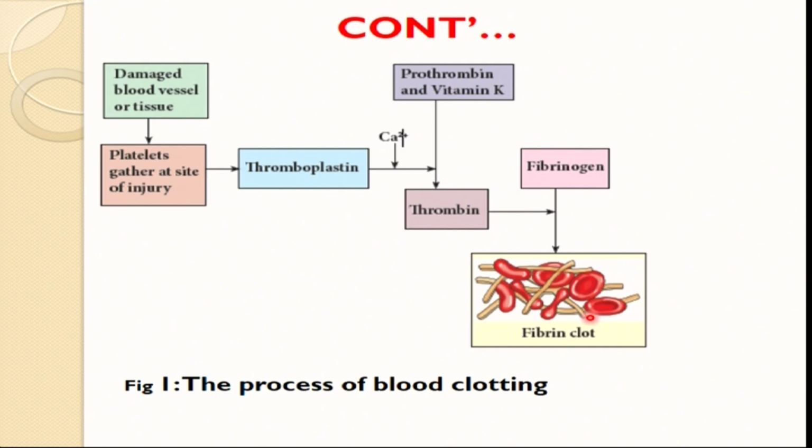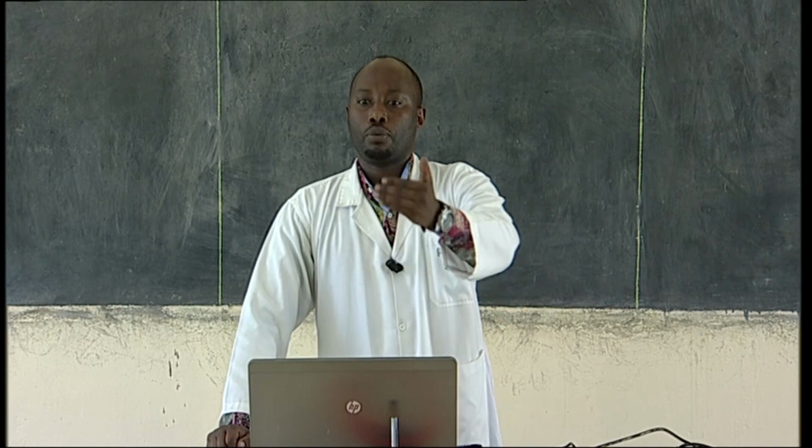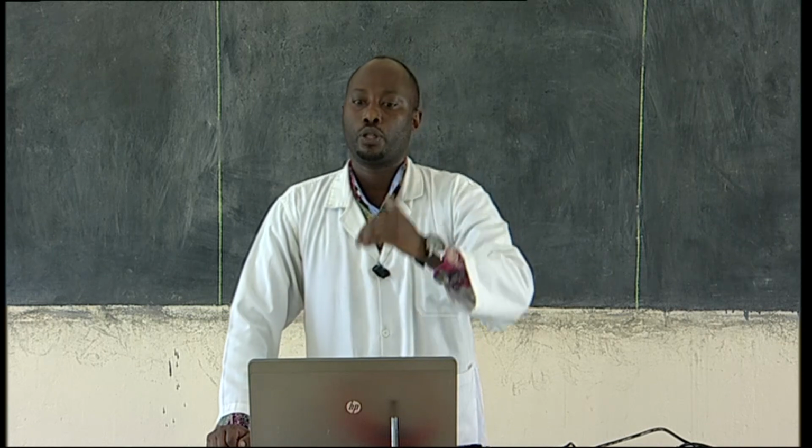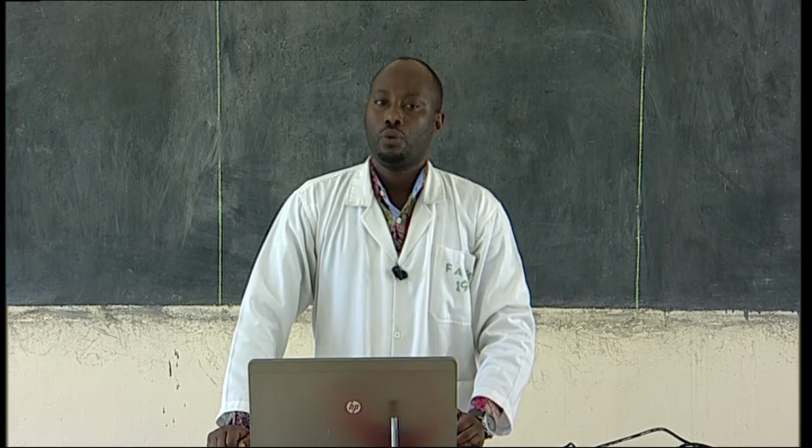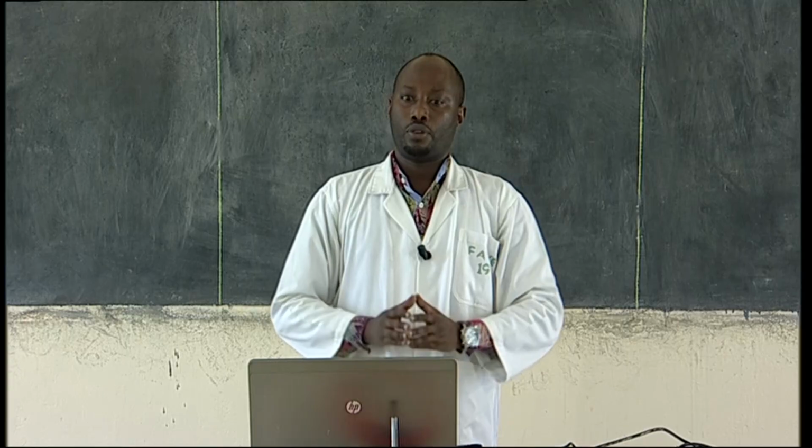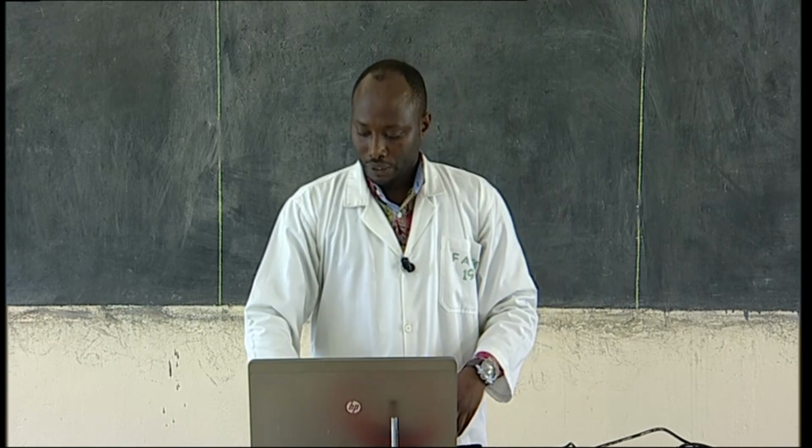And once the prothrombin and the vitamin K are released, it converts into thrombin. And now from thrombin to fibrinogen. Fibrinogen is a soluble protein, and now it is going to be converted into an insoluble protein which is called fibrin, the clot, which is a seal that prevents the blood from bleeding.